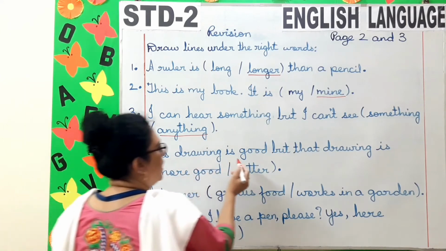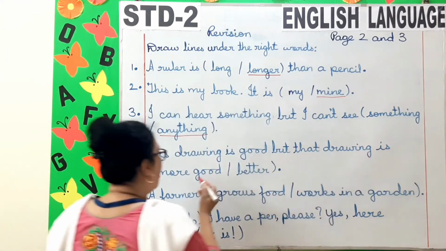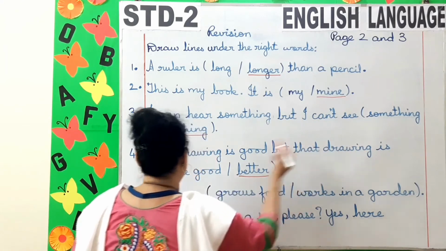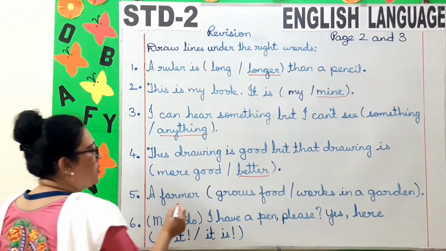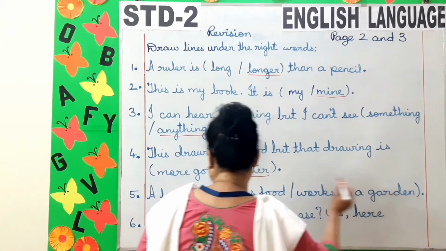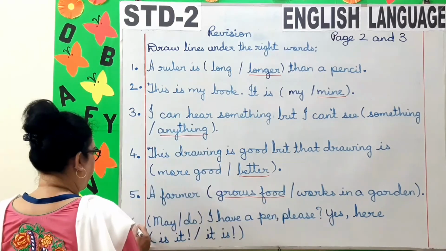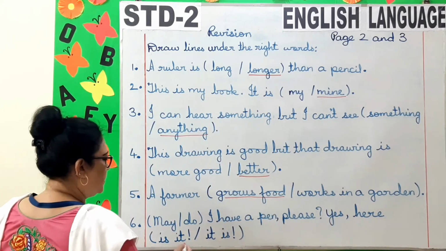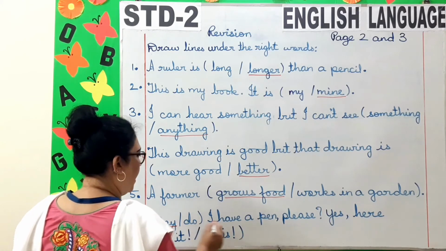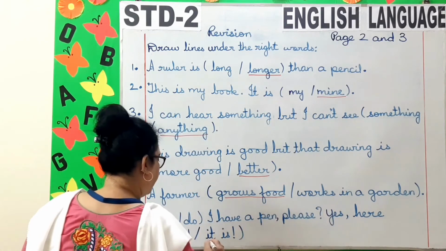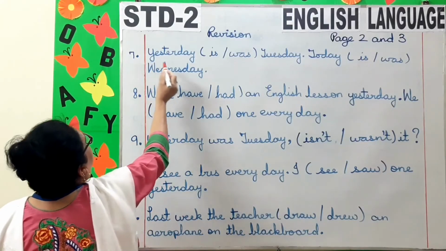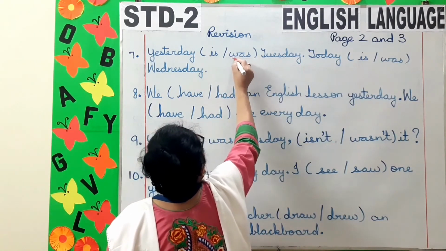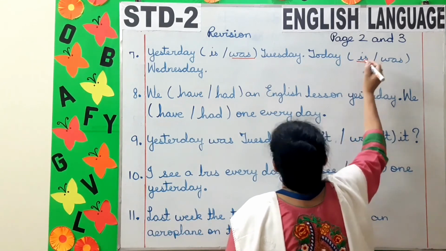4. This drawing is good, but that drawing is better. 5. A farmer grows food. 6. May I have a pen, please? Yes, here it is. 7. Yesterday was Tuesday. Today is Wednesday.